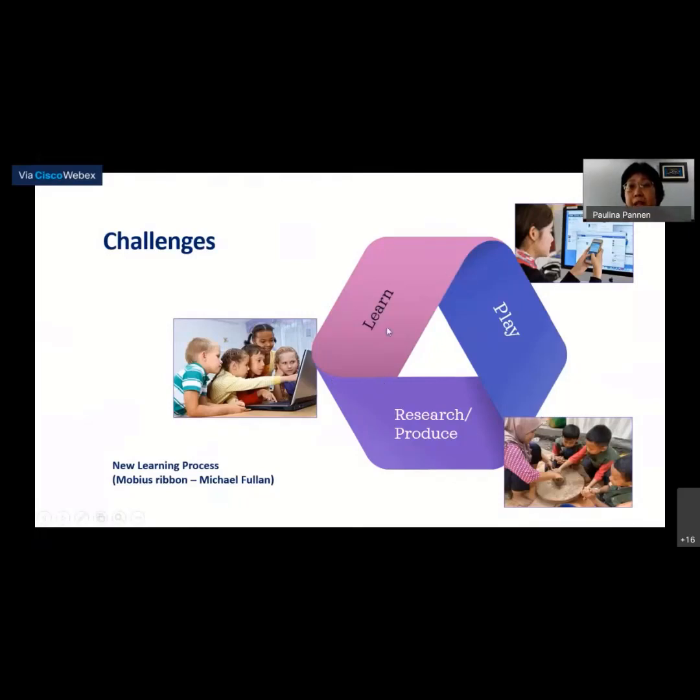There is no stopping point. They learn, they play, they research, and they produce or do something, and they learn, they play, they do something again. Something like that. So every time their learning process is just totally different from us who are experiencing a very sequential process, learning first, playing at home, and then do something later on when you are doing homework or something like that. So it's totally different picture of learning process now with our millennials.